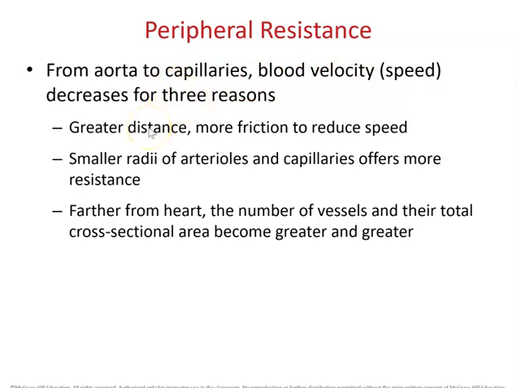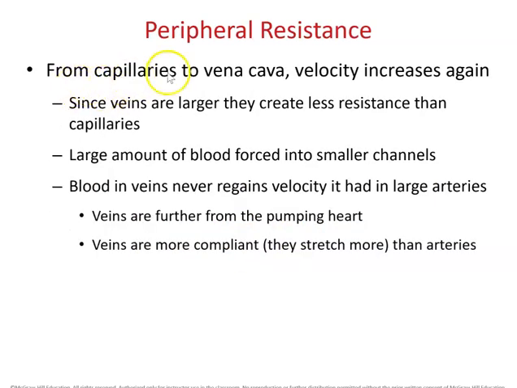The greater the distance, the more friction to reduce the speed. The smaller the radius is, the more resistance can be found. Farther away from the heart, the number of vessels and their total cross-sectional area become greater and greater. However, from capillaries to vena cava, velocity will increase again.